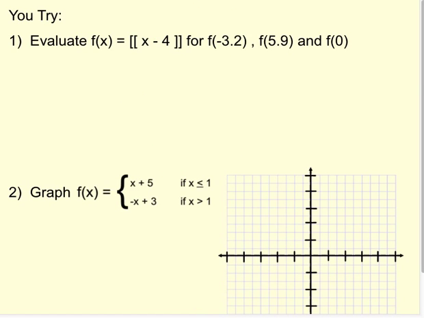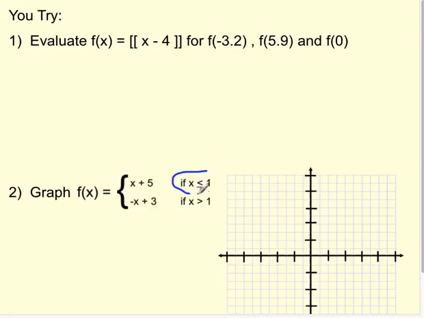And here are your U-Try questions. First one is evaluating a step function, so make sure you follow order of operations on that one. The second one is graphing a piecewise function, which wasn't in this video lesson, but we did look at graphing piecewise functions earlier. What I'm going to remind you of is to look at the domain.